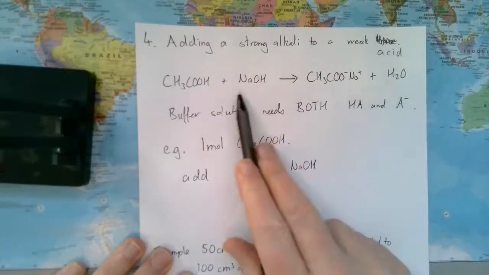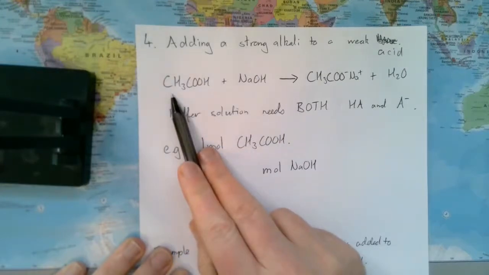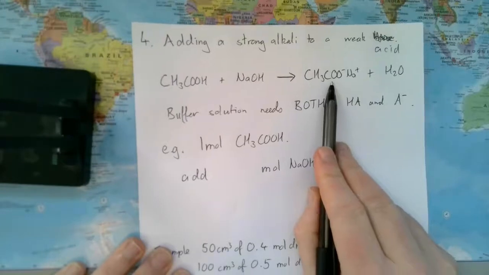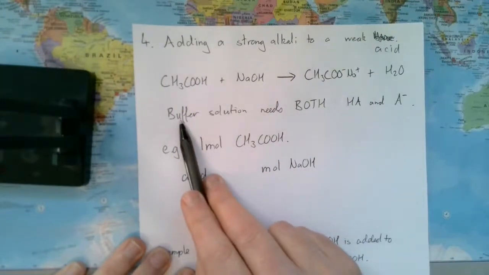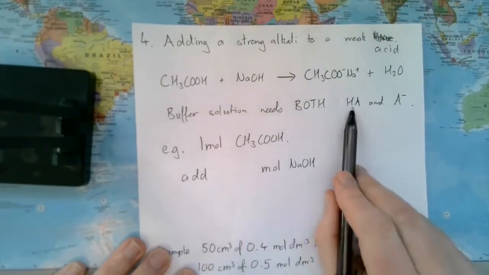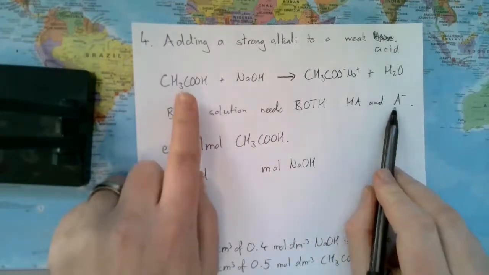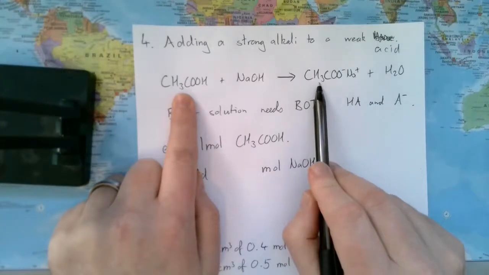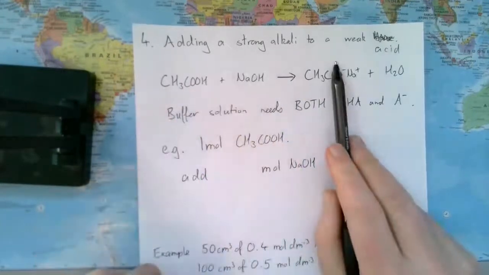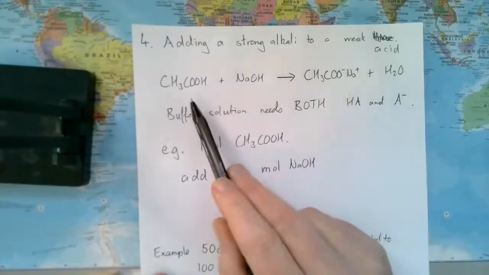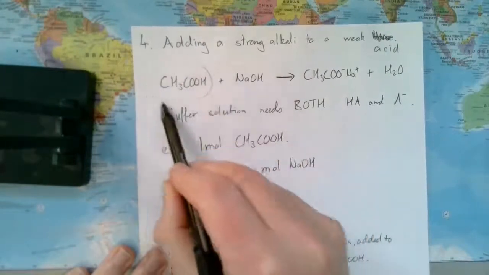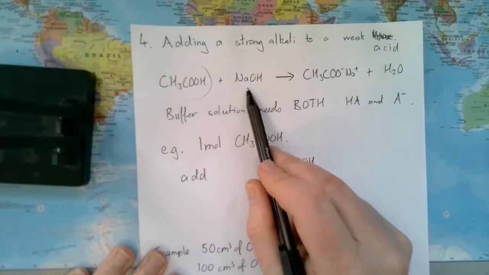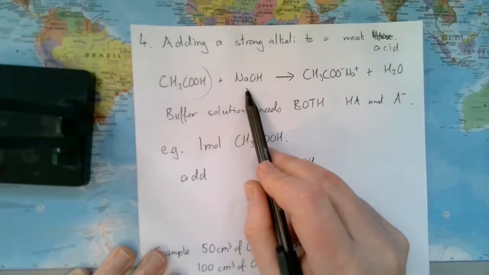Why am I telling you this? Because look, here is our weak acid, and we can make the conjugate base from it. To have a buffer solution, we need both the weak acid and the conjugate base. We need it to be both ethanoic acid and sodium ethanoate. So this whole situation will only work if you have a lot of your weak acid and you add a smaller amount of sodium hydroxide to it.